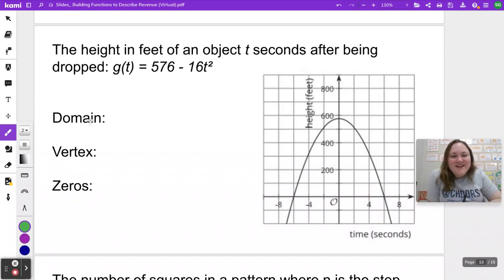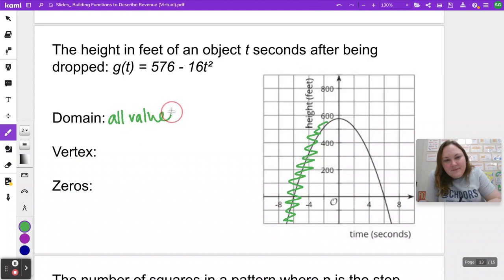All right. Again, time is our input, so our domain is actually going to be identical to what we said above. Even though we have this entire graph, you cannot go backwards in time, and so we are starting at a time of 0 and moving forward. So I'm going to say all values, just because, again, time can be decimals and fractions, so all values.